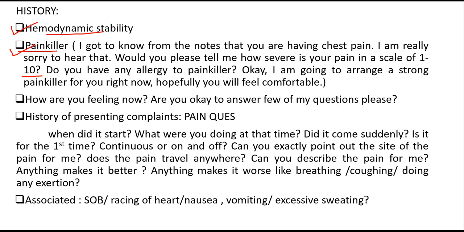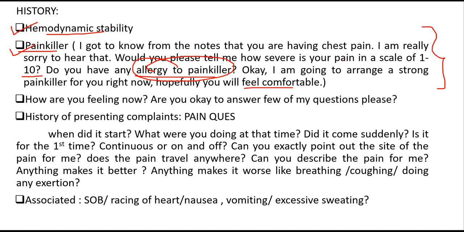So I'm going to arrange some painkiller for you now, but do you have any allergy to any medication? No. Well, that's really good to know. So I'm going to arrange the painkiller for you. Hopefully you will feel comfortable. So this is the first thing you will do. Before giving any medication to a patient, make sure the patient is not allergic to that. It's a must to ask.